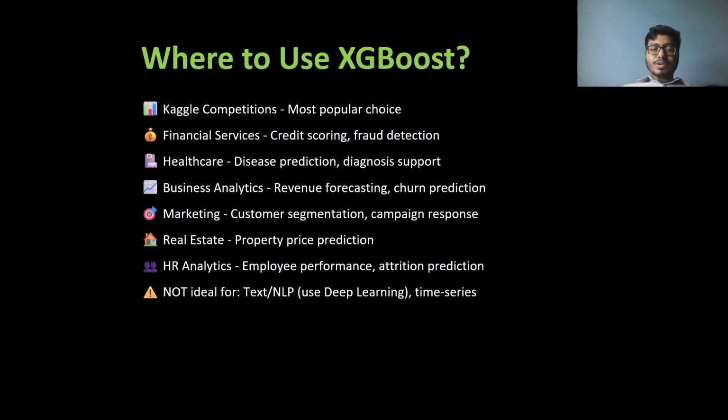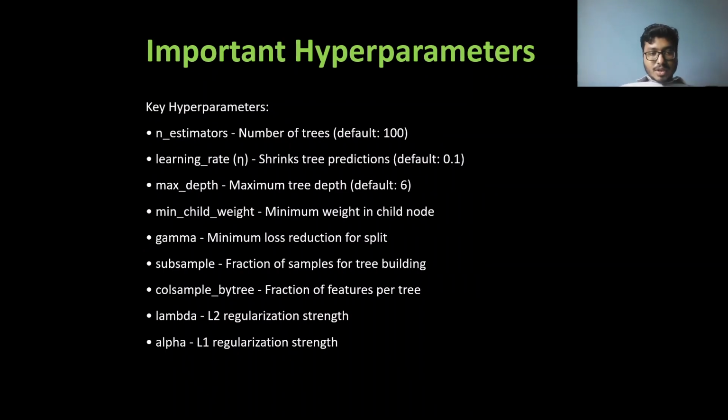So where do we use it? We use it in financial services, Kaggle competitions, healthcare, business analytics, marketing, and real estate. It is not ideal for text or natural language processing and time series. Here are the important hyperparameters.